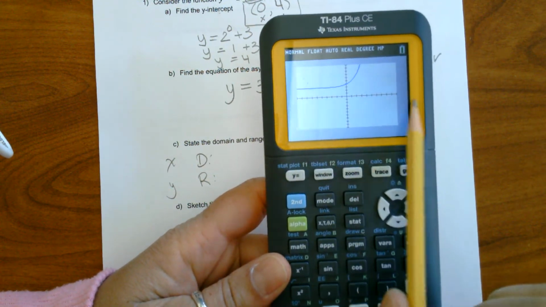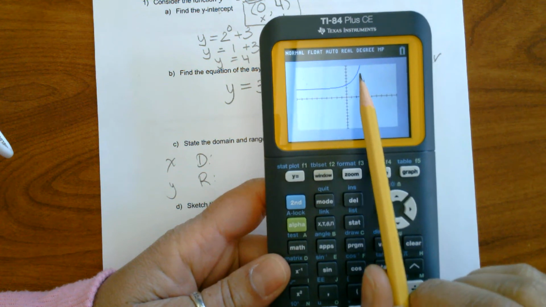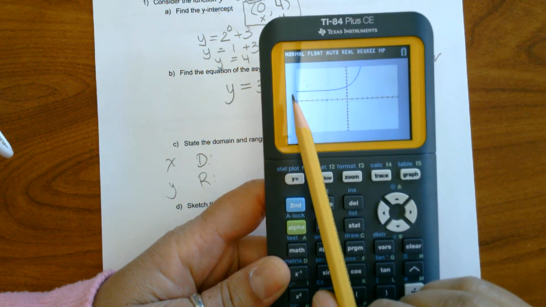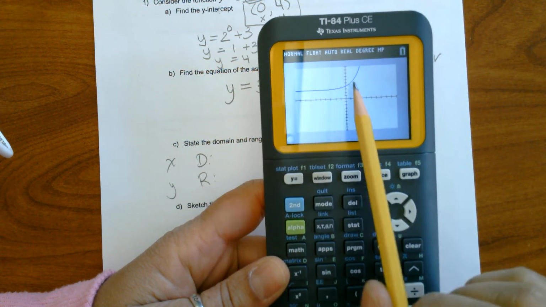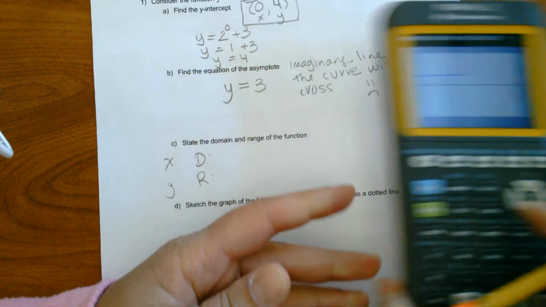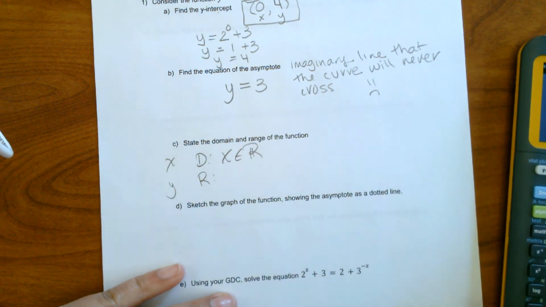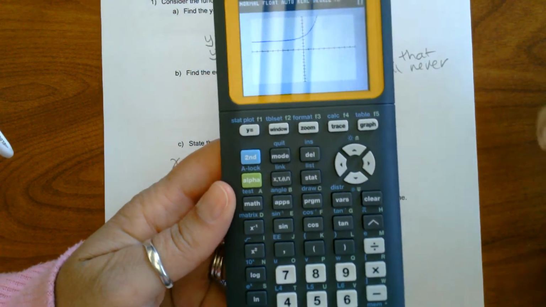There we go. Here we have the x-axis. So if we look, the curve is going towards all the positive x, and the curve is going towards all the negative x. And if we go towards all the positives and all the negatives, you're right. X is all real numbers.